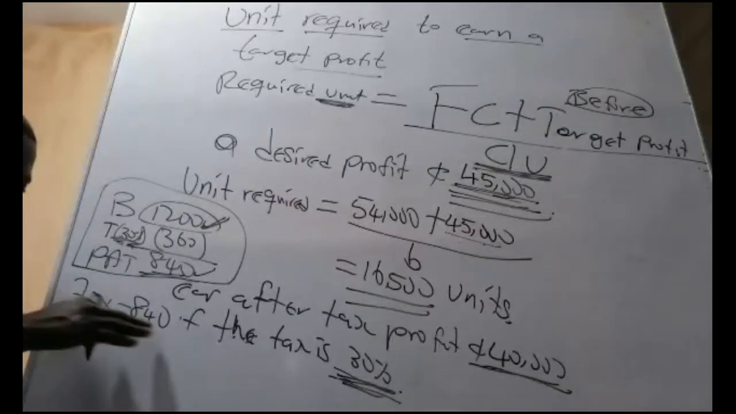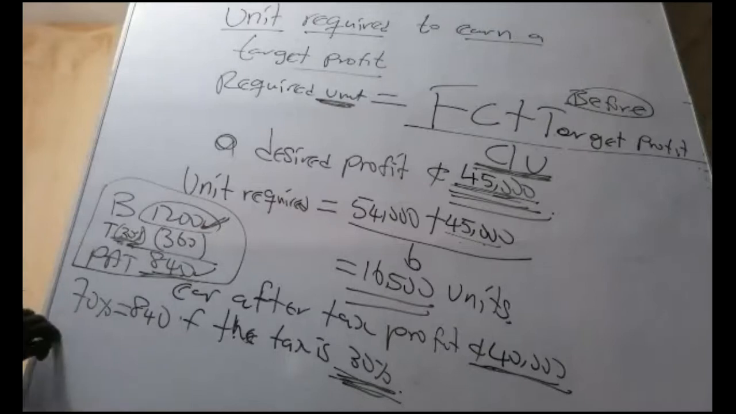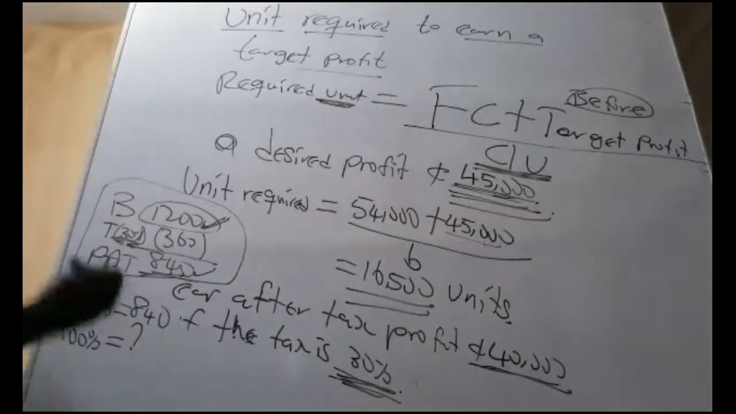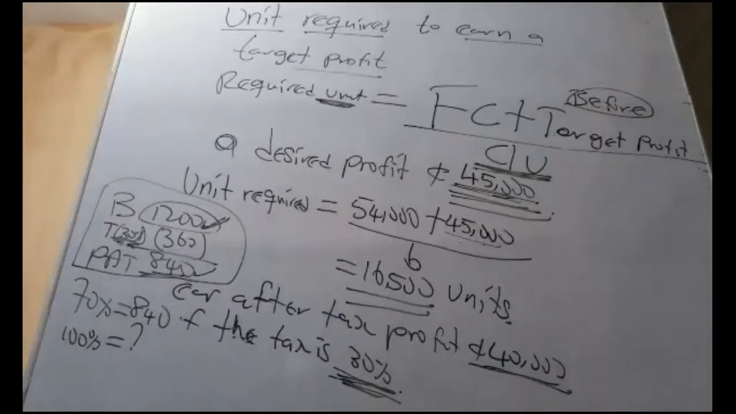Now, if it's equal to 840, then what will be the profit before tax? That one is always 100%. The profit before tax is 100. So 100% will be equal to a question mark. We don't know. So let's find it. And then you go by your ratio. If more, less you divide, and if less, more you divide.